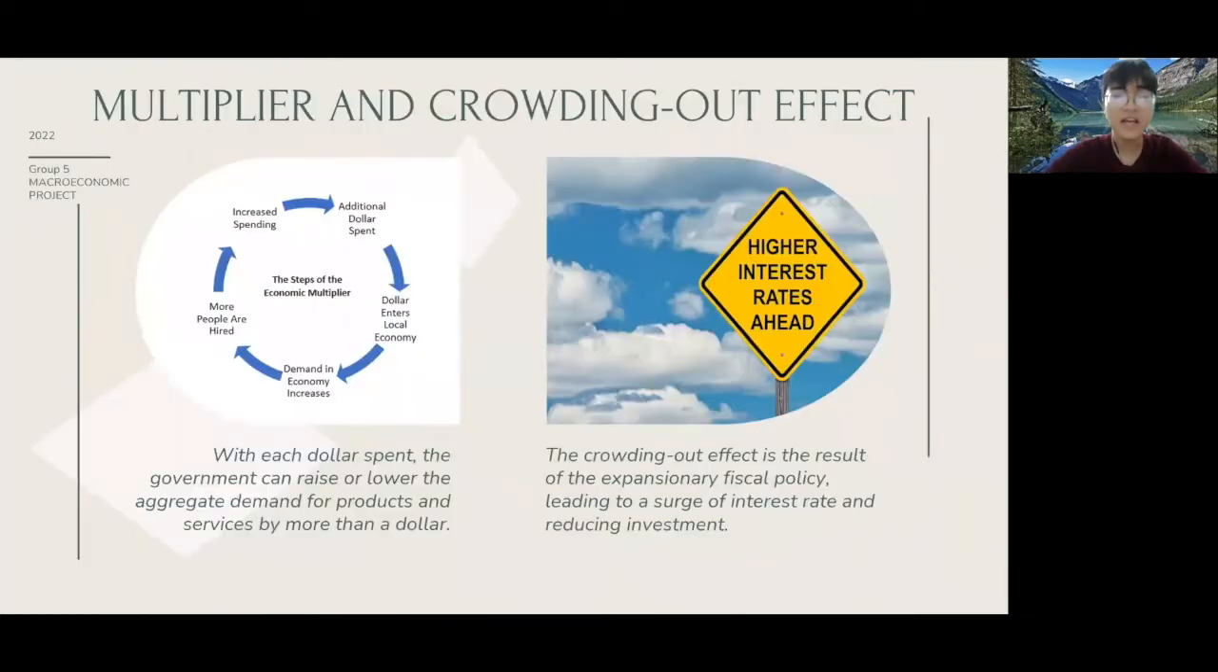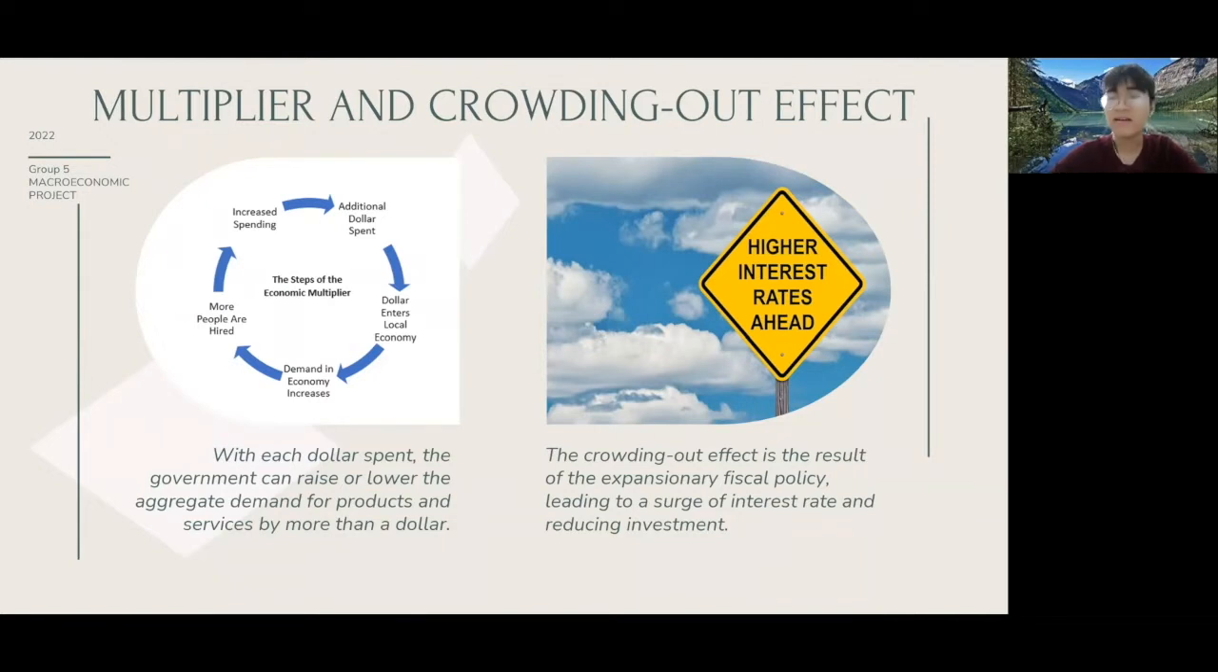So, the implementation of fiscal policy creates a multiplier effect and a crowding-out effect on the economic situation. The multiplier effect occurs when there is an adjustment in the final national income due to an initial withdrawal or injection of capital. When the government adjusts spending and revenue, they either create or reduce investment and consumption. Therefore, with each dollar spent, the government can raise or lower the aggregate demand by more than a dollar. The multiplier effect measures the impact of the change in government economic activities on the total economic output.